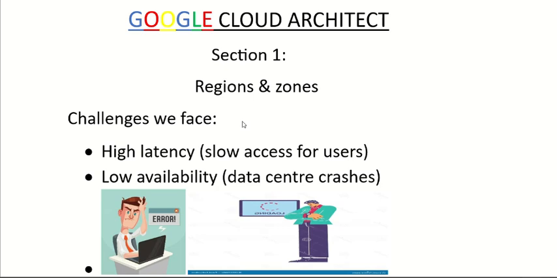So let's first talk about the challenges we face, then only we get to know what we're going to study here. Have you ever faced a website that takes forever to load or crashes during important tasks? These are caused by high latency, or we can say slow response time. The second reason is low availability, when the system goes down unexpectedly. So Google Cloud solves these problems with its region and zone setup.